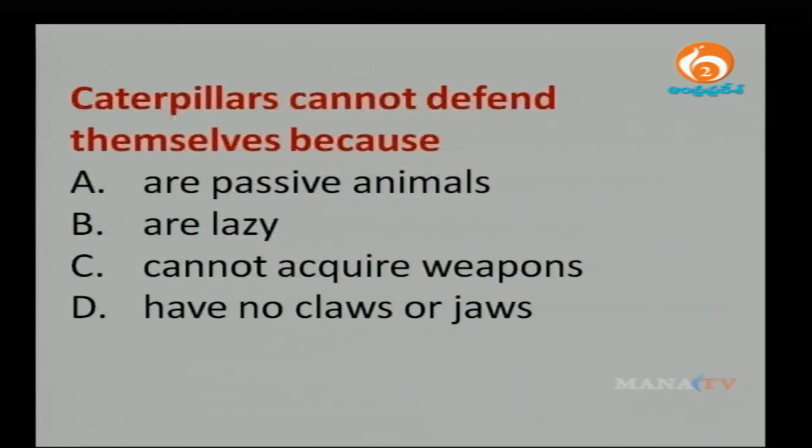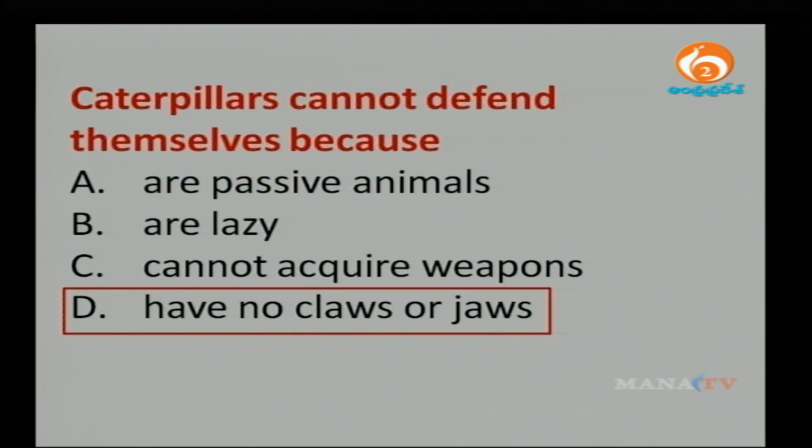Next question. Caterpillars cannot defend themselves because they are passive animals, because they are lazy, because they cannot acquire weapons, because they have no claws or jaws. Very easy. Option D is the correct answer.